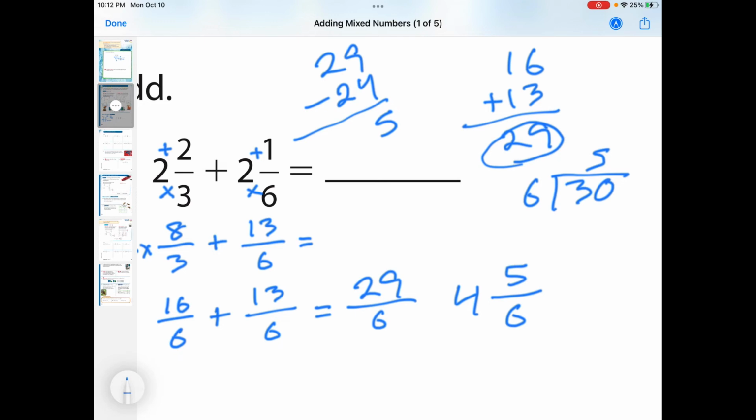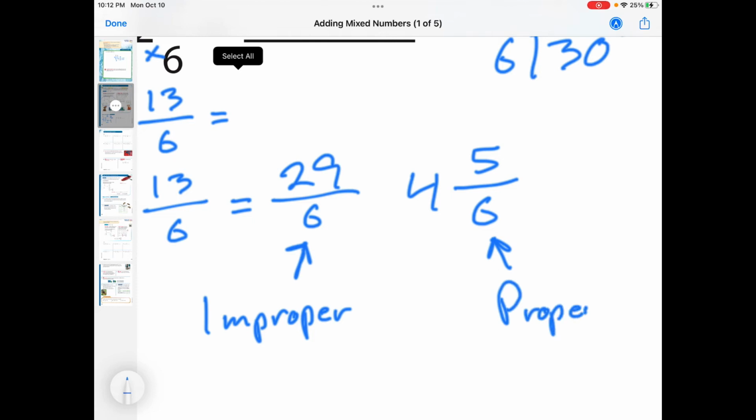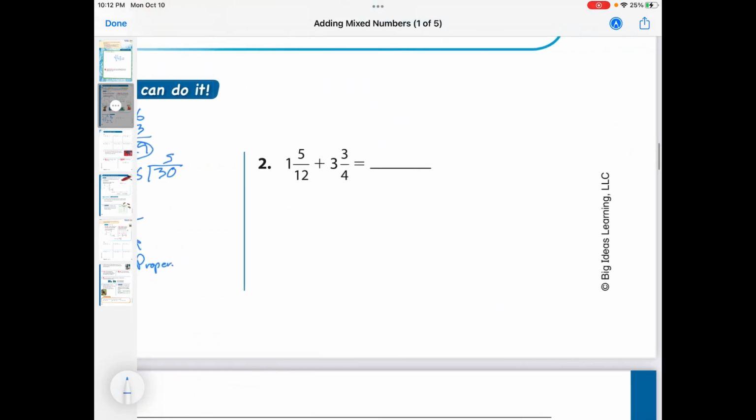So again, this right here is improper, and this right here is proper. All right, so this is going to be really, really helpful for you. Let's do one more over here, okay?